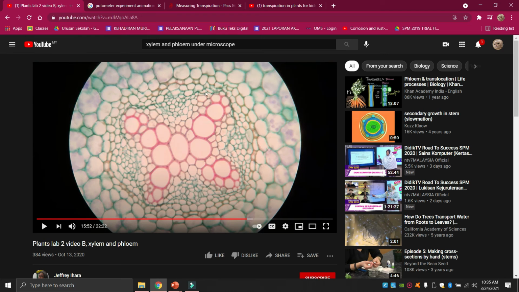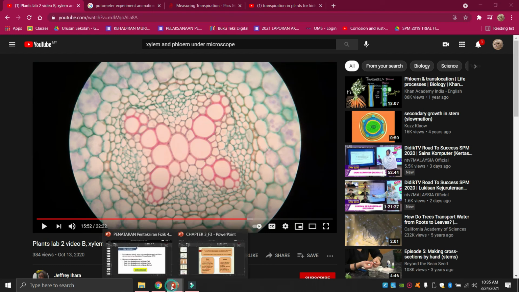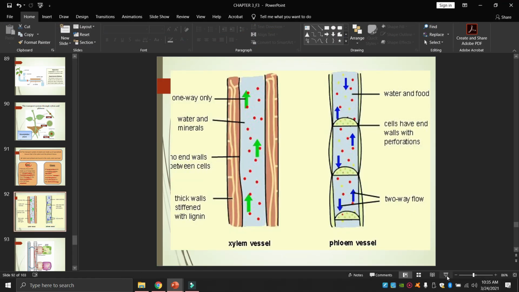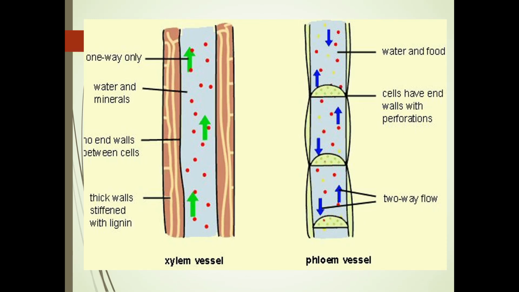If you see under the microscope for phloem and xylem, this is how it looks. For the xylem, it's one way only. It means from the root it goes to the parts of the plant, such as leaf and stem. It can only travel in one way.